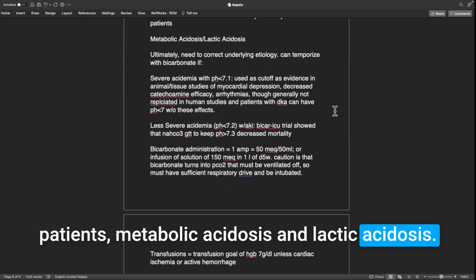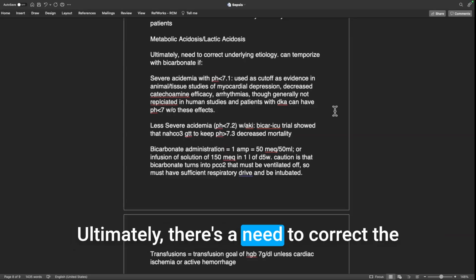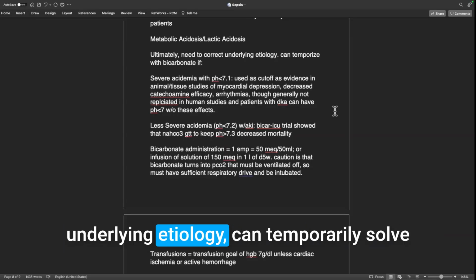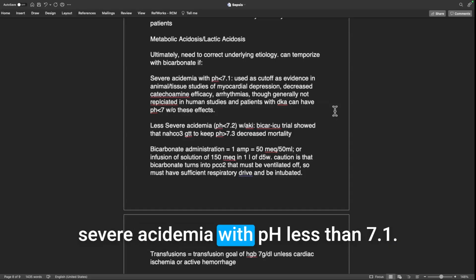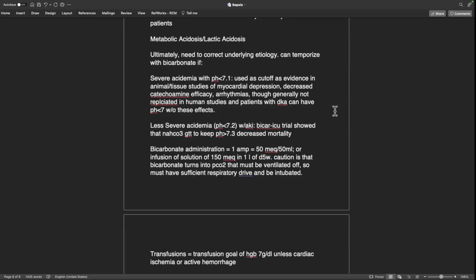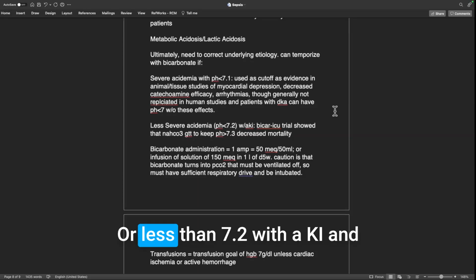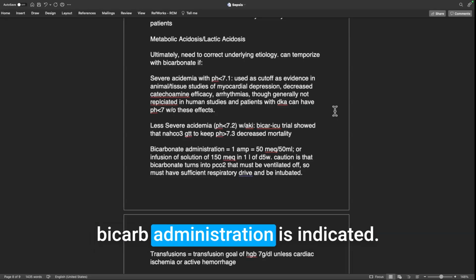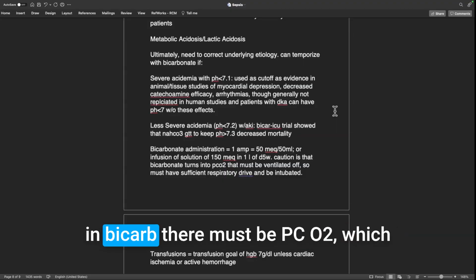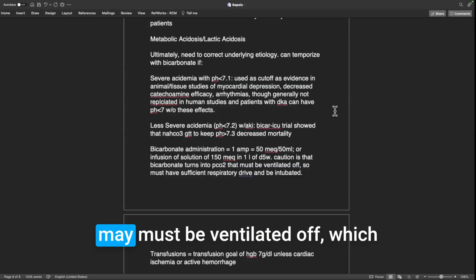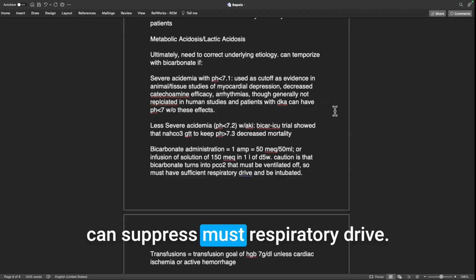Metabolic acidosis and lactic acidosis. Ultimately, there's a need to correct the underlying etiology. You can temporarily treat the condition with bicarbonate if there's severe acidemia with pH less than 7.1, or less than 7.2 with AKI. Bicarbonate administration is indicated, but remember that for every increase in bicarb, there is PCO2 which must be ventilated off, which can suppress respiratory drive.